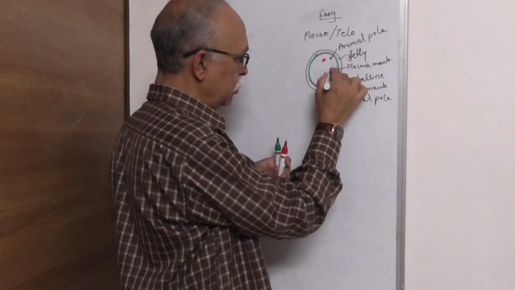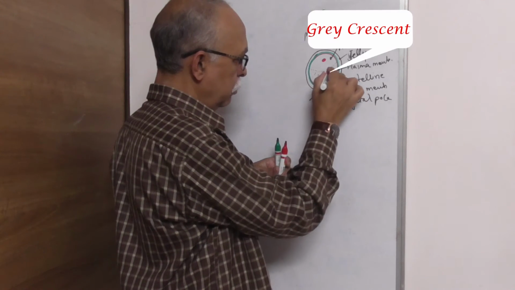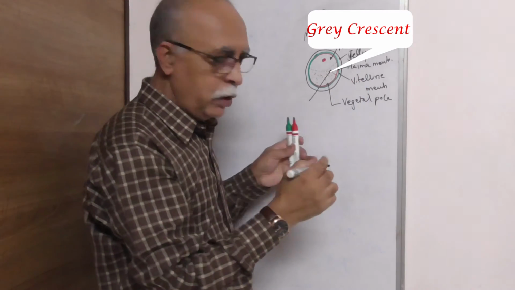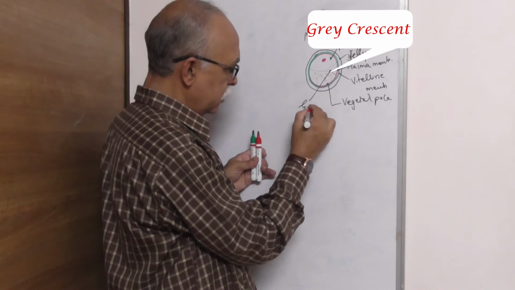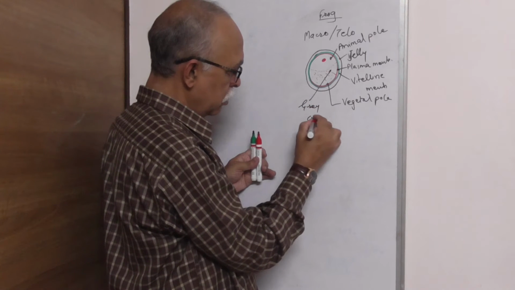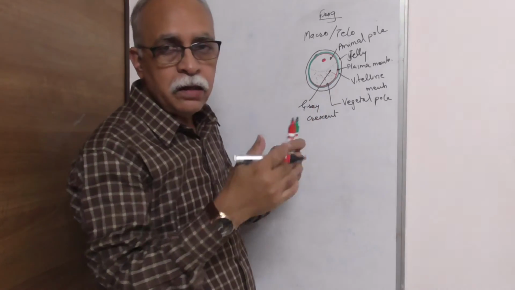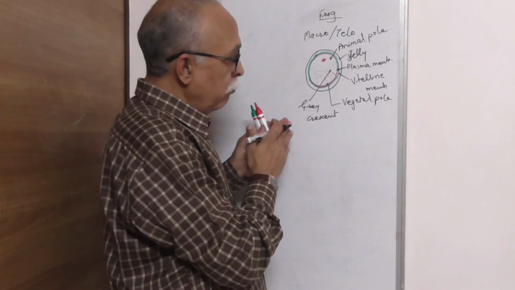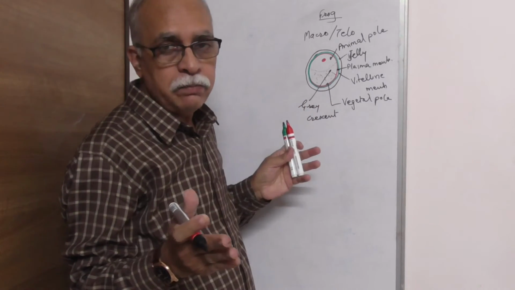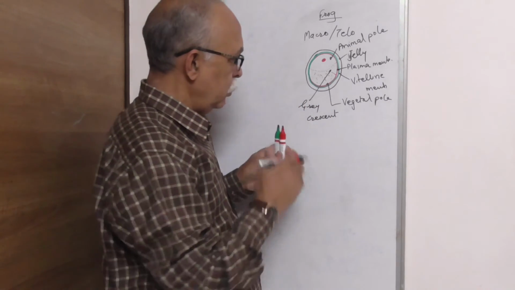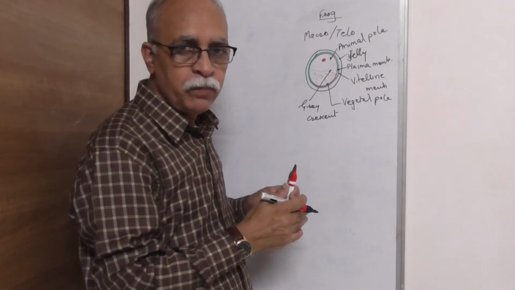And here is a region that is between animal pole and vegetal pole. This is called as the gray crescent. This has an important role in the development of blastula and gastrula. You will note when we talk about that.